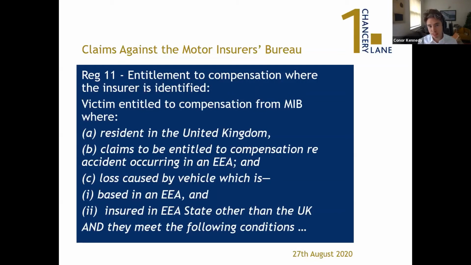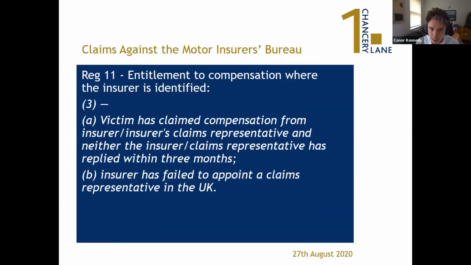So even if there is an insurer that can be identified, the victim's entitled to compensation from the MIB, where there are, and here's unfortunately just a very long, tedious list of criteria. Resident in the UK, and I have to say I've summarised this. The actual wording is more verbose, and you can find it in the 2003 regs online. But briefly, they have to be resident in the UK. They have to claim to be entitled to compensation for an accident occurring in another European Economic Area country, and the loss has to be caused by a vehicle based in another EEA state and insured in another EEA state. And they have to meet the following conditions. So the victim has claimed compensation, and neither the insurer nor a claims representative have applied within 3 months. And secondly, the insurer has failed to appoint a claims representative in the UK.